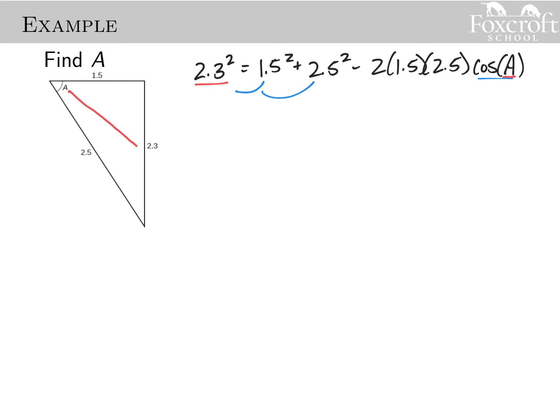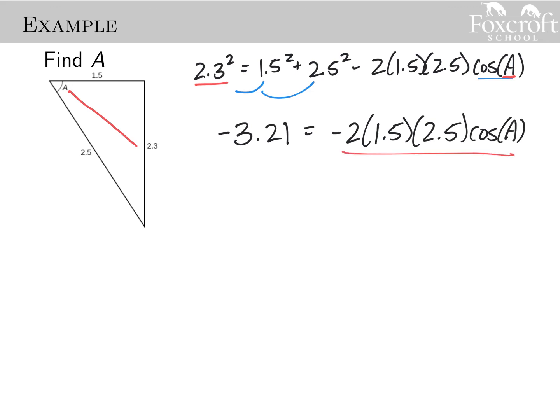So I'm going to type that in the calculator, 2.3 squared. I'm going to subtract 1.5 squared and subtract 2.5 squared. That turns the left-hand side into -3.21. That's equal to what's left on the right-hand side, that whole thing I haven't changed yet.